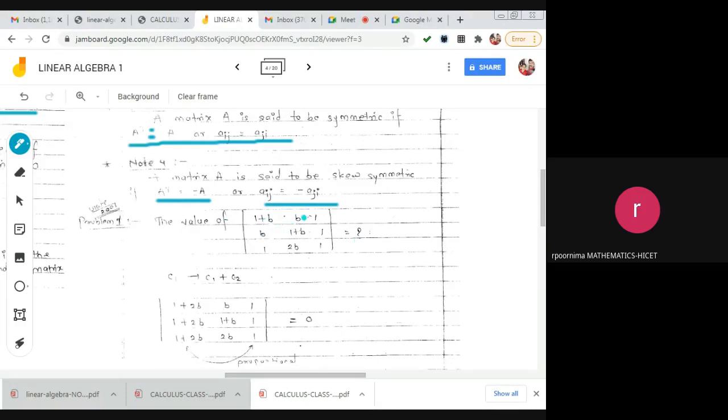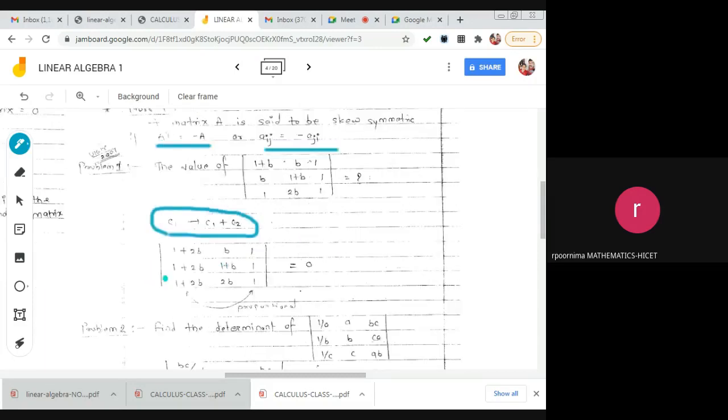Okay, so the value of the determinant, they will be asking in the question. First row 1 plus b, b, 1; second row b, 1 plus b, 1; and third row 1, 2b, 1. So you just apply this column operation: C1 goes to C1 plus C2. So that your first column will be 1 plus 2b, 1 plus 2b, 1 plus 2b. Then the second and third columns remain the same.